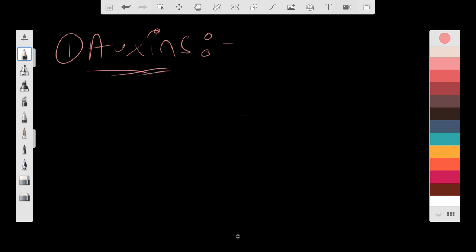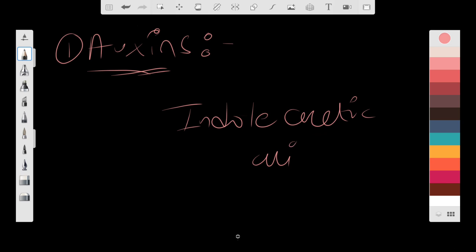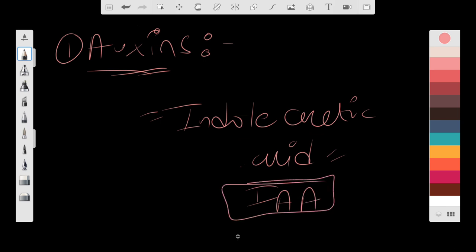These auxins are basically the derivatives of indole acetic acid. You can also call them IAA, indole acetic acid. Auxins are indole acetic acid compounds. Remember this point, please write. Auxins are the derivatives of indole acetic acid, and they are also called as IAA. Yes, hope you have noted it.